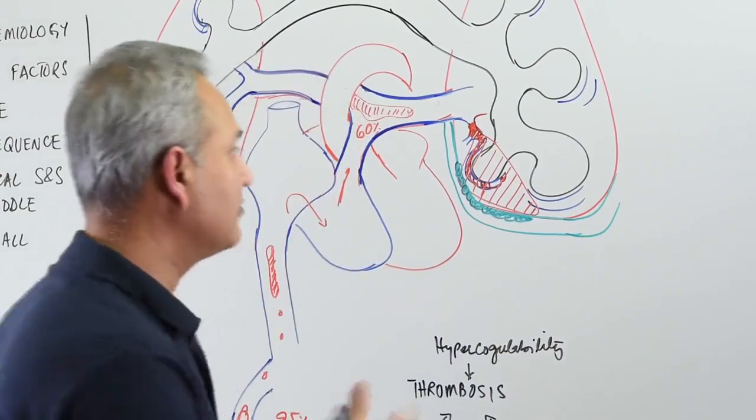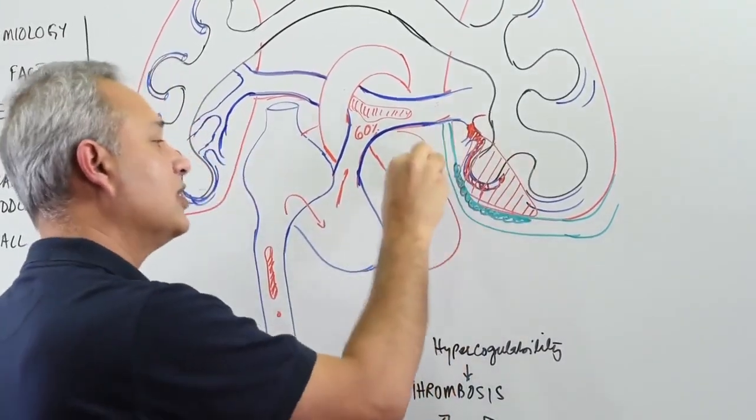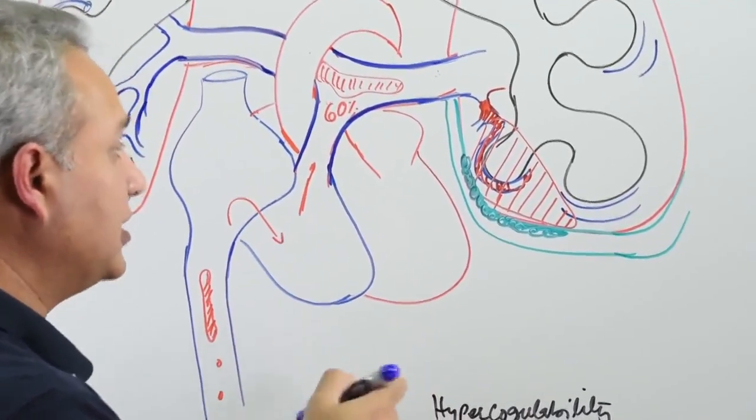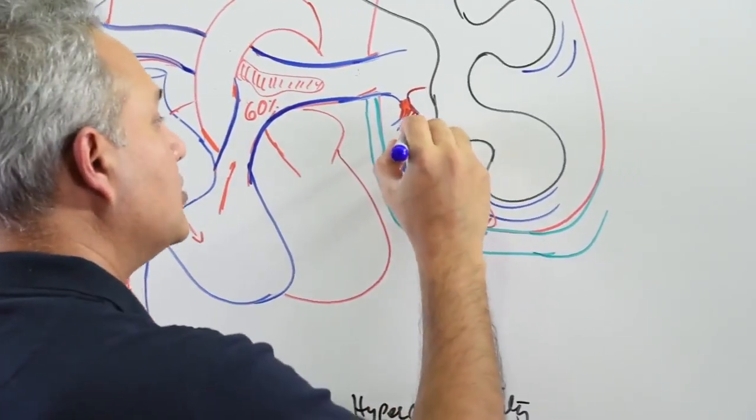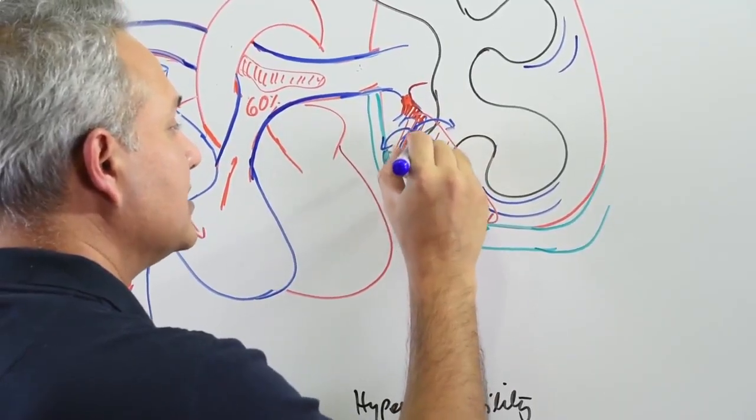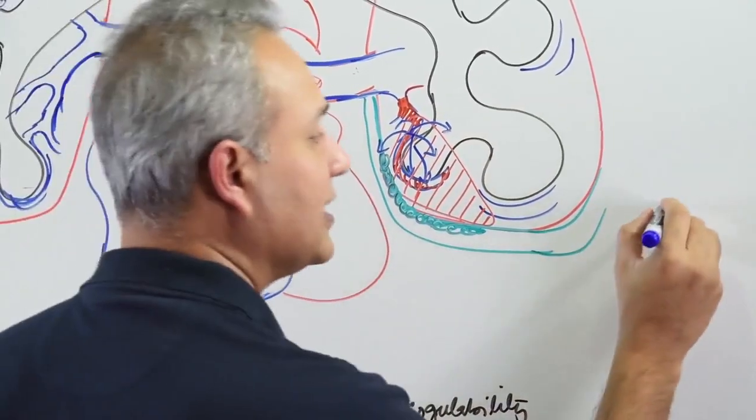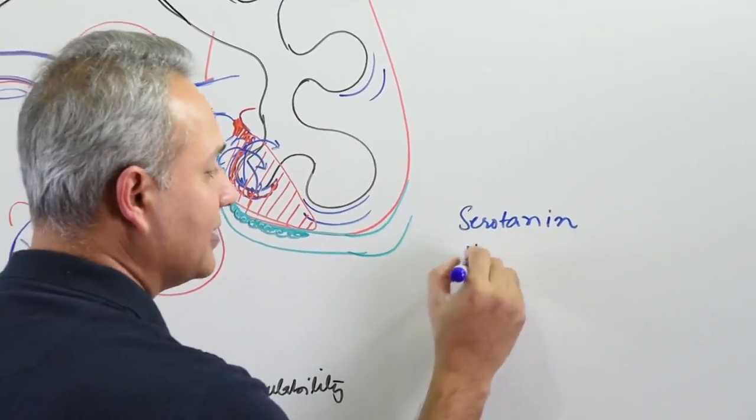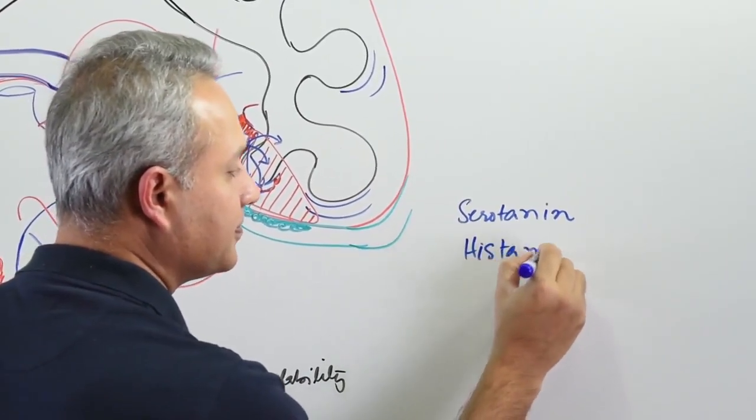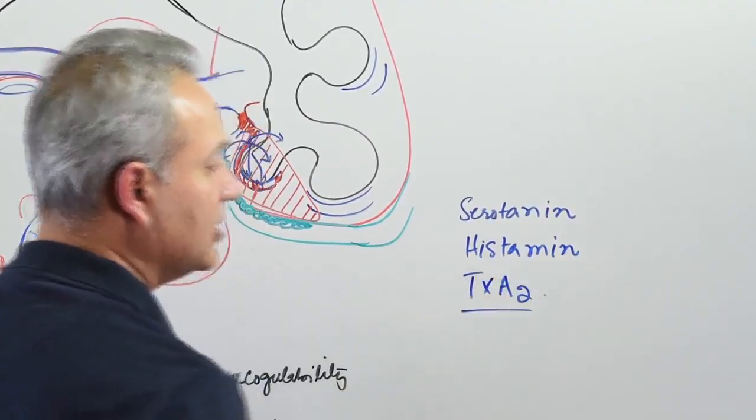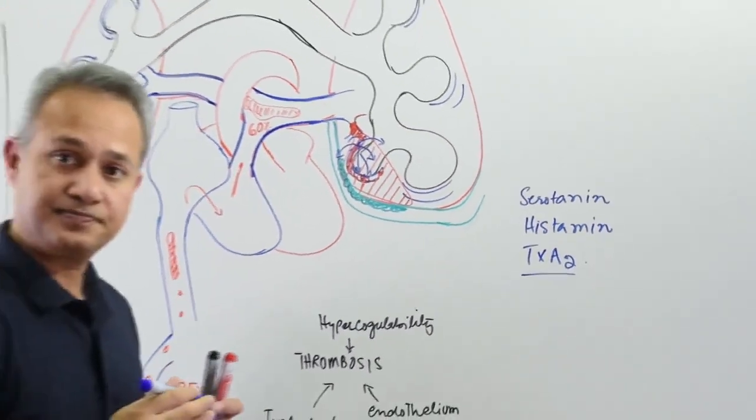So what happens is that when there is an infarction or when there is thrombus and the platelets are activated over here, what they do is there is local release of substances. What are the substances that are released locally? We might have serotonin, histamine, and most importantly thromboxane A2, which would cause severe bronchoconstriction.